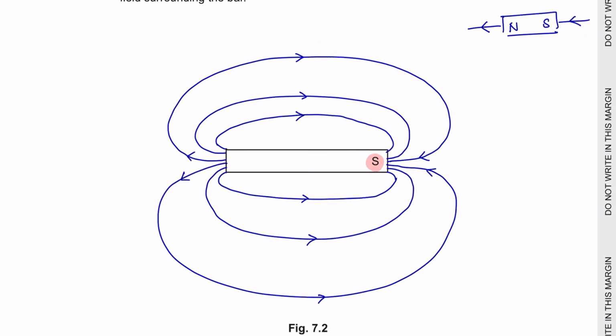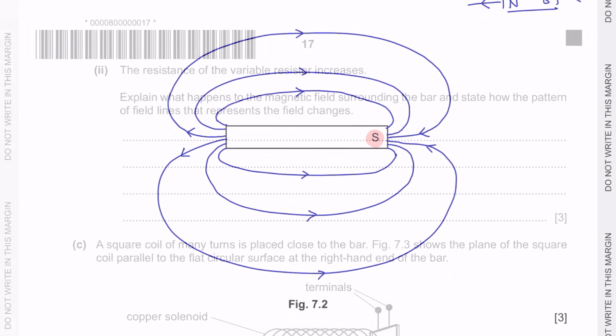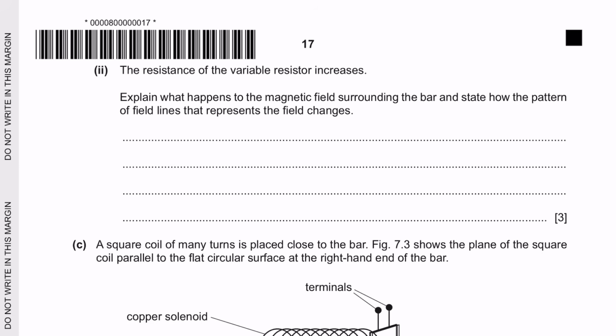So these are what your 6 lines should look like. Remember that you should not have any lines that overlap each other. Next, part 2, the resistance of the variable resistor increases. Explain what happens to the magnetic field surrounding the bar and state how the pattern of field lines that represent the field changes.